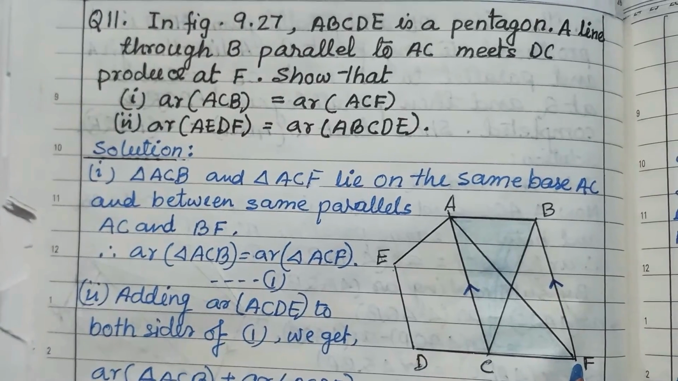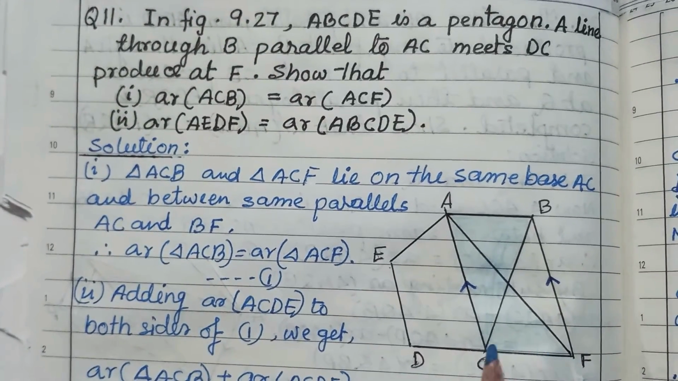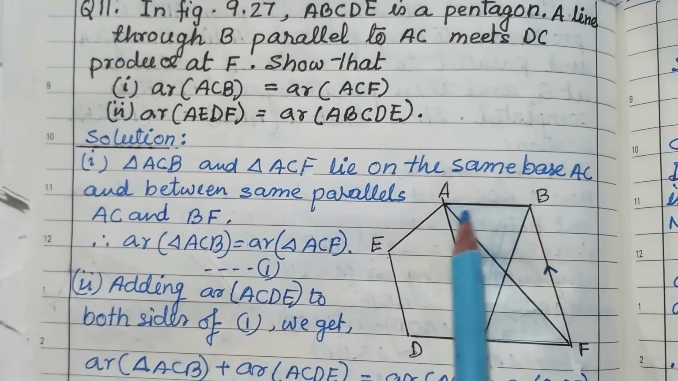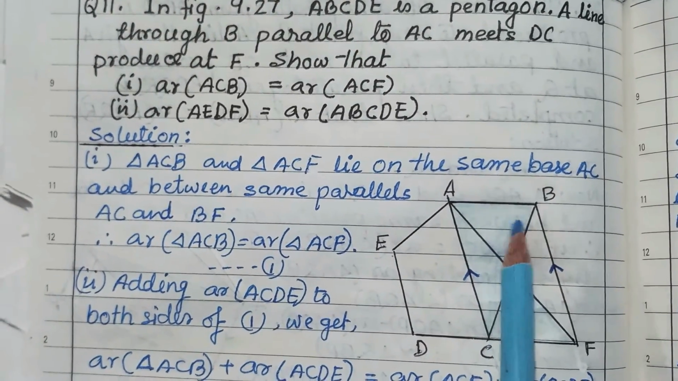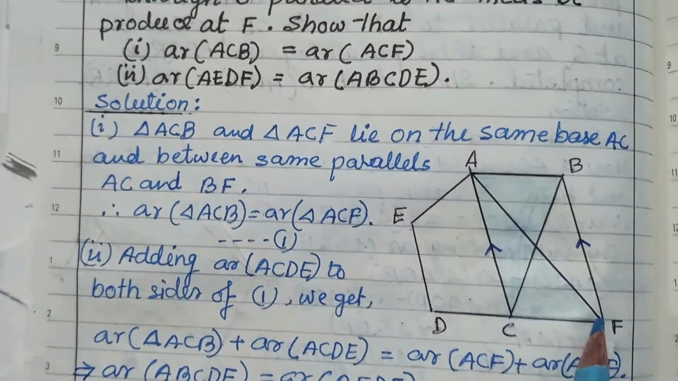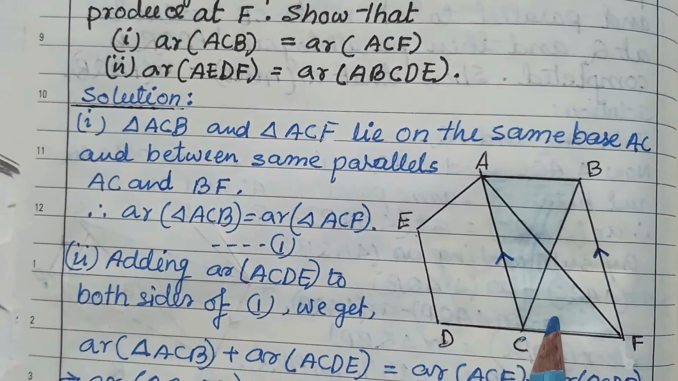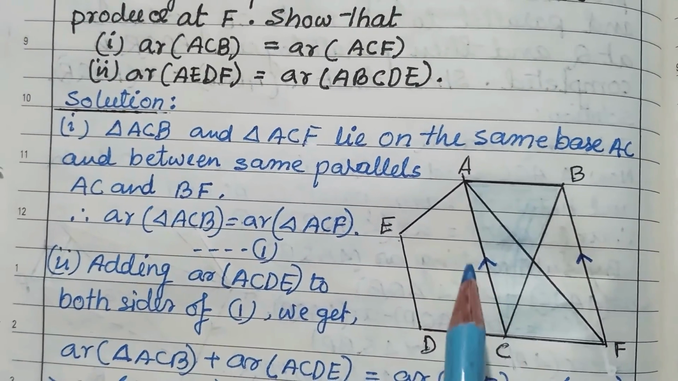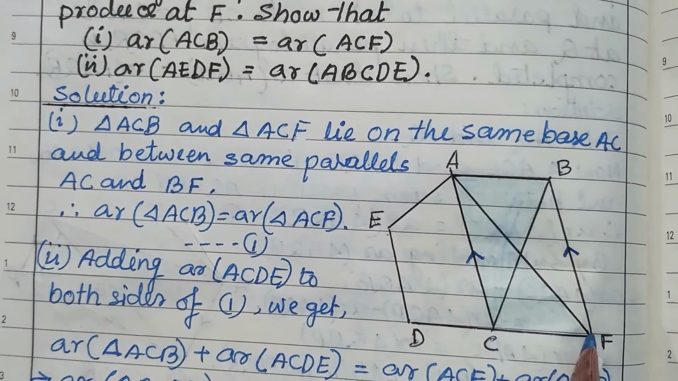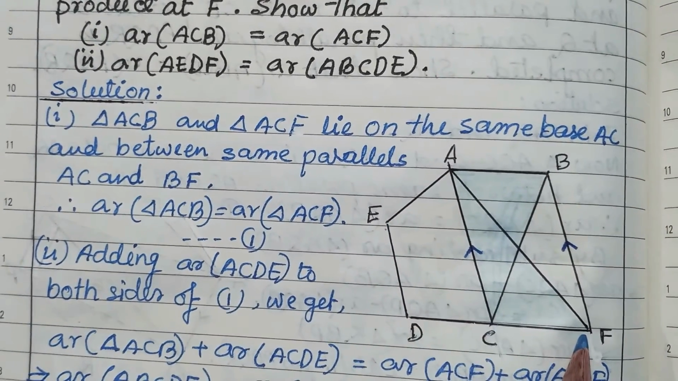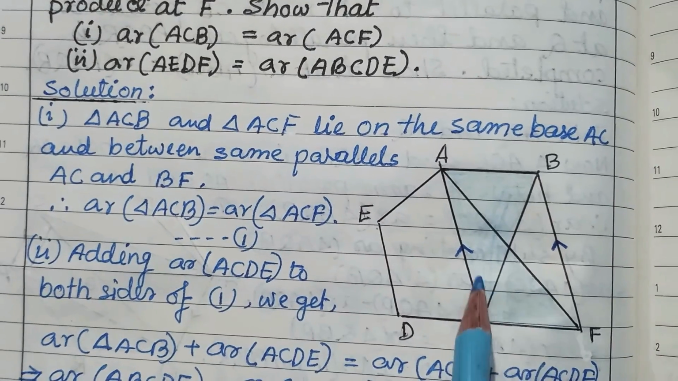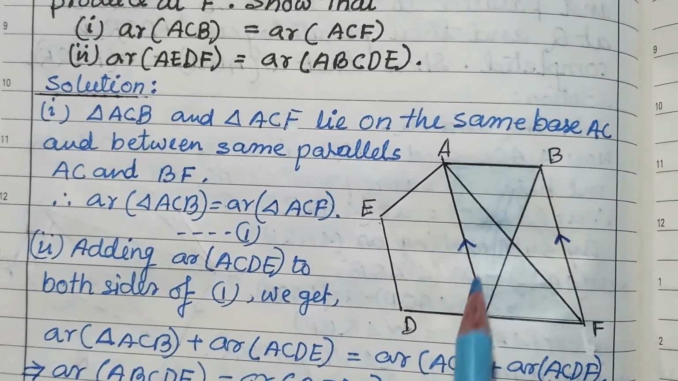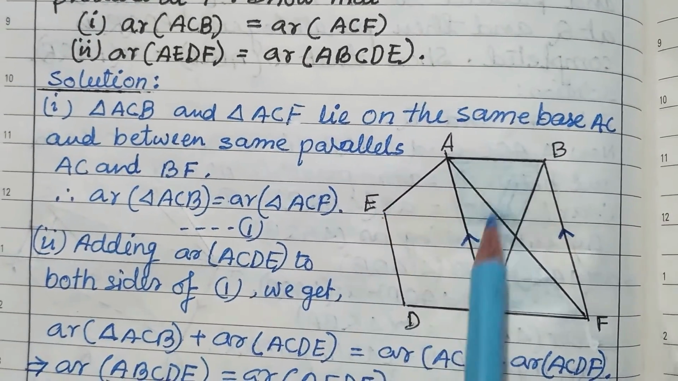Show that the area of triangle ACB is equal to ACF. These two triangles' areas are equal. And next, the area of quadrilateral AEDF is equal to the area of pentagon ABCDE.